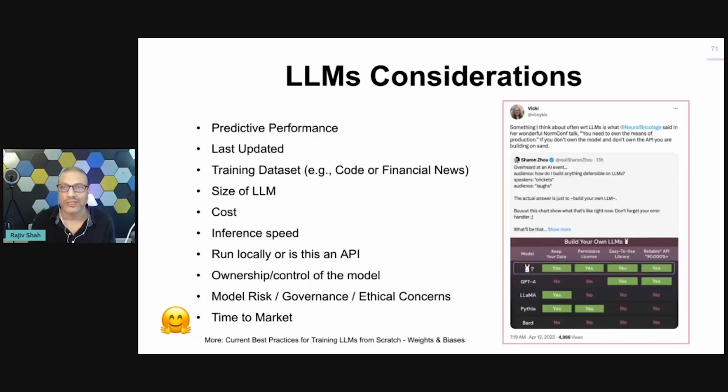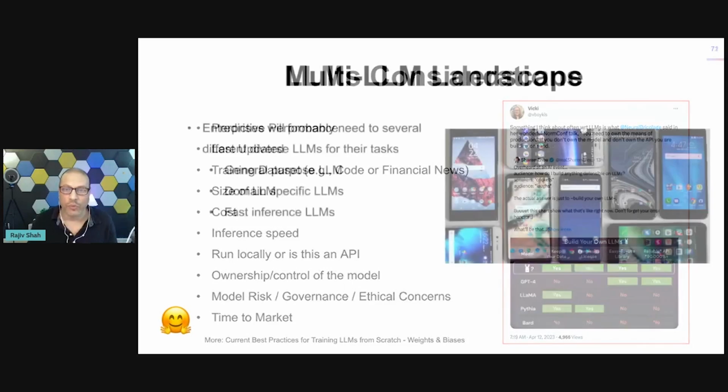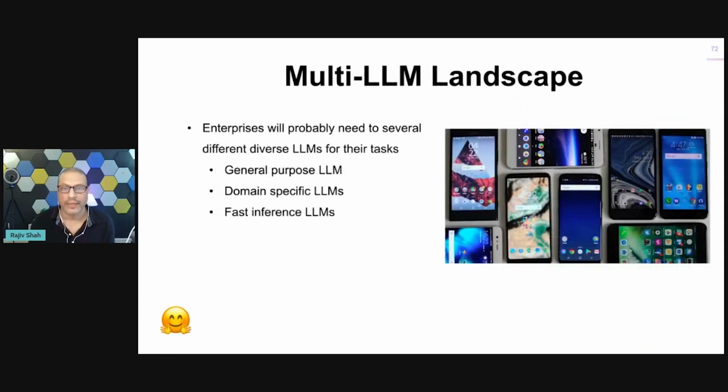I'm with Vicky, though. I think most enterprises are going to want to own the means of production. They're going to want to be able to have the model themselves. And I think we'll see a lot of open source models in there. And so what I want to do is end here and point out that enterprises are going to need several different types of large language models in the future. You're going to see ones that are general purpose, and domain specific ones that, for example, might offer fast inference.